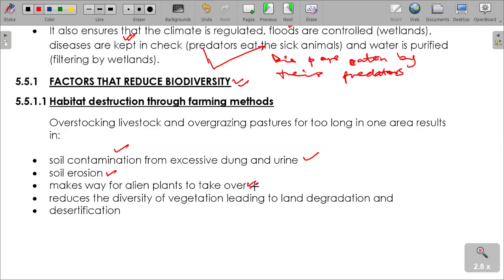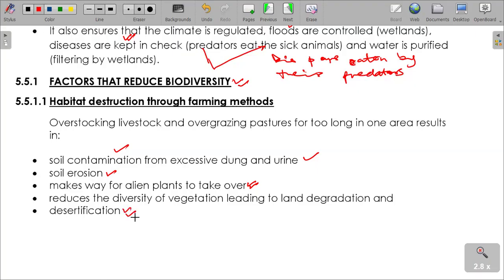I'm sure that you know there are some plants that are not eaten by our indigenous animals. Those plants, when they are not regulated or when they find space as a result of destruction of the indigenous vegetation, flourish in those pieces of land, which eventually causes what? A land invasion by alien plants, which destroys our lands and reduces the diversity of vegetation, which leads to land degradation and eventually desertification.